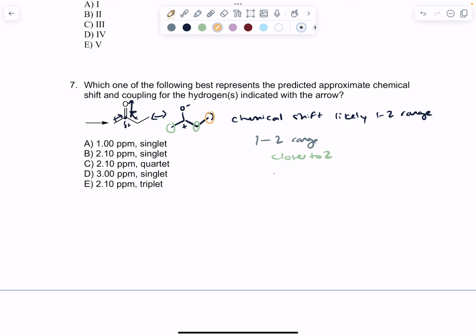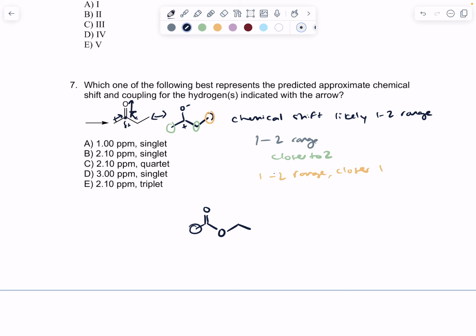I'll do it in this color. This would still be in the 1 to 2 range, but it's going to be closer to 1. That would be my thought process when I'm going through this. And we even did a very similar example to this in our PLTL, where it was a structure, something like that. And then we had a hydrogen over here, and you had to identify the chemical shift for that. So you've seen examples like this before.